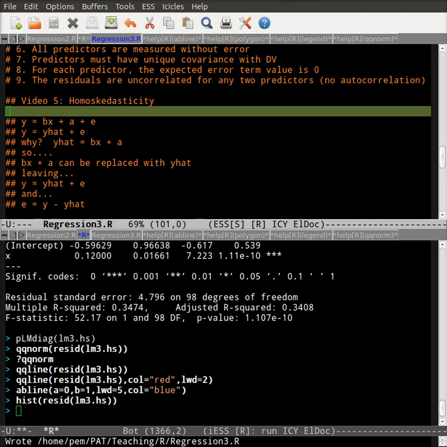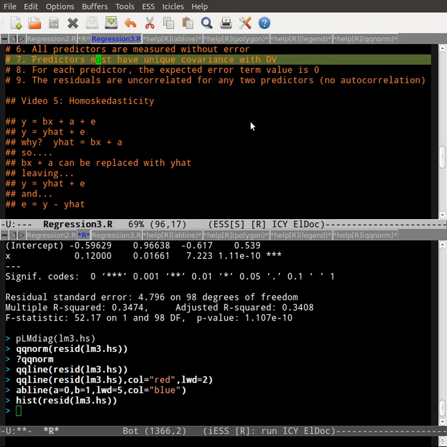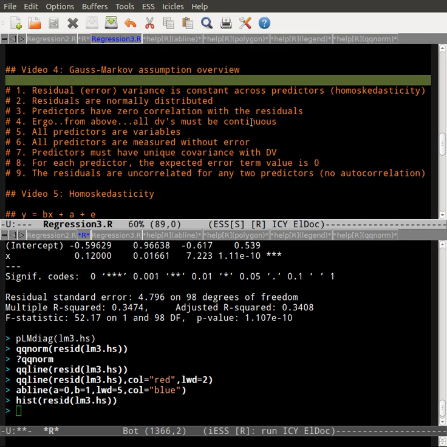The first of the Gauss-Markov assumptions focuses on homoskedasticity. And homoskedasticity, that's the technical term for it. And what I want to do is just scroll up and show you what I said here, that the residual variance, error variance, is constant across predictors.